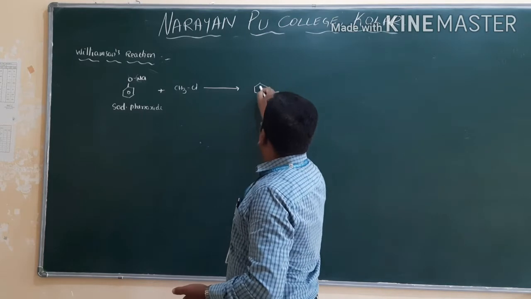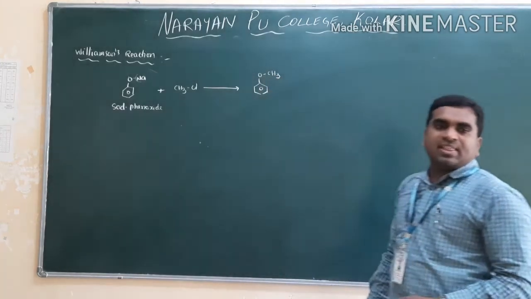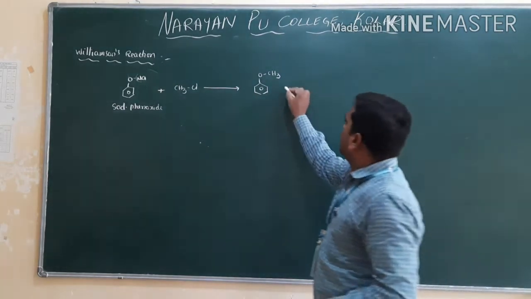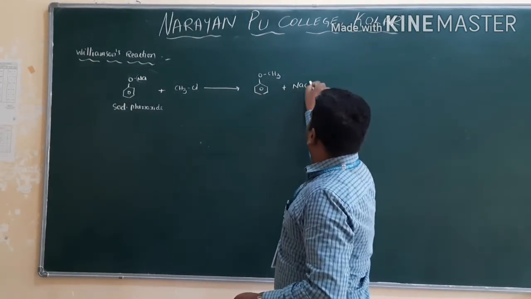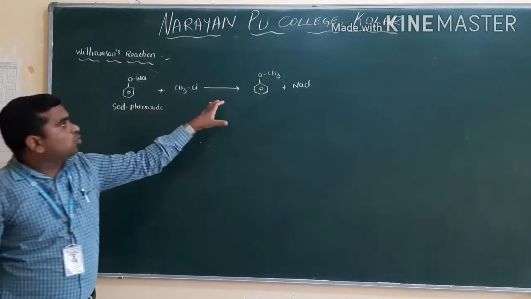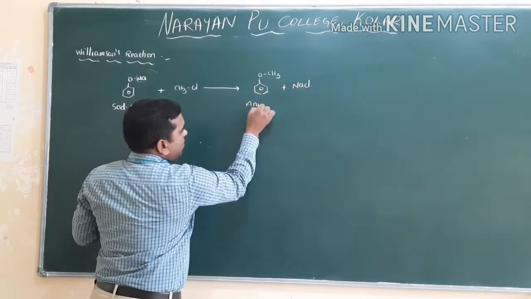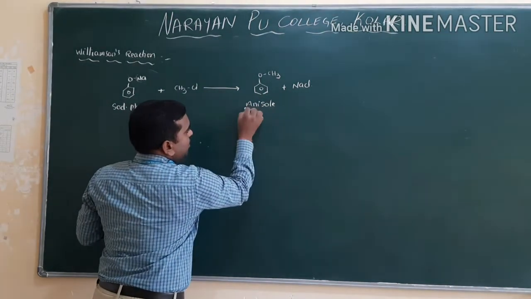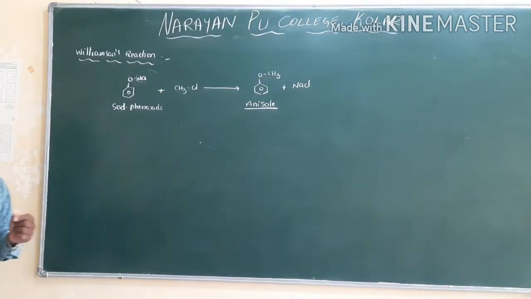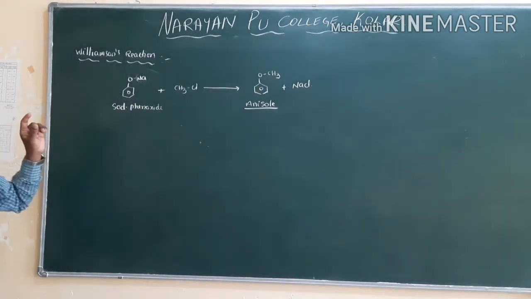You will get OCH3, phenyl methyl ether, plus NaCl. This is how to convert phenol into ethers. What is the name of this compound? Anisole. Clear? Now, can I do this reaction in a different way?